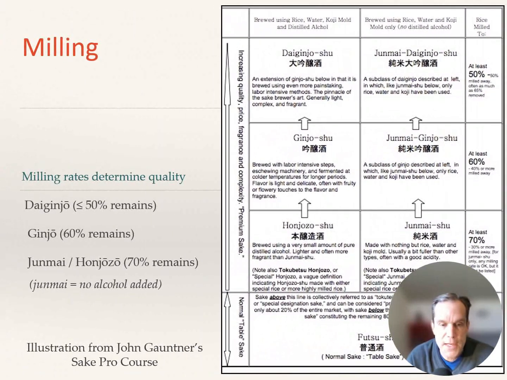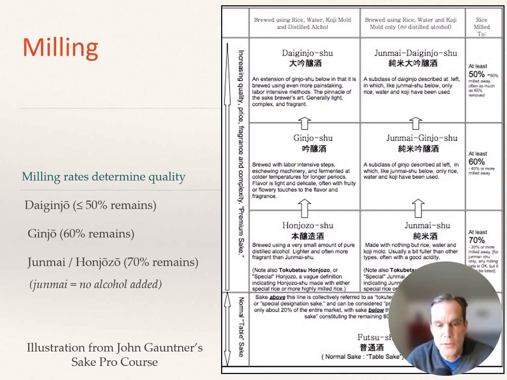Here's a breakdown of this, and this is an illustration from John Gauntner's Sake Pro course that I took many years ago in Chicago, and it's just a great opportunity to really dig deep into sake. John offers this online, and John does them in person, and hopefully he won't mind me using this table, just using an excerpt of it. But it really lays out very nicely the different types of sake and the legal distinctions between them.